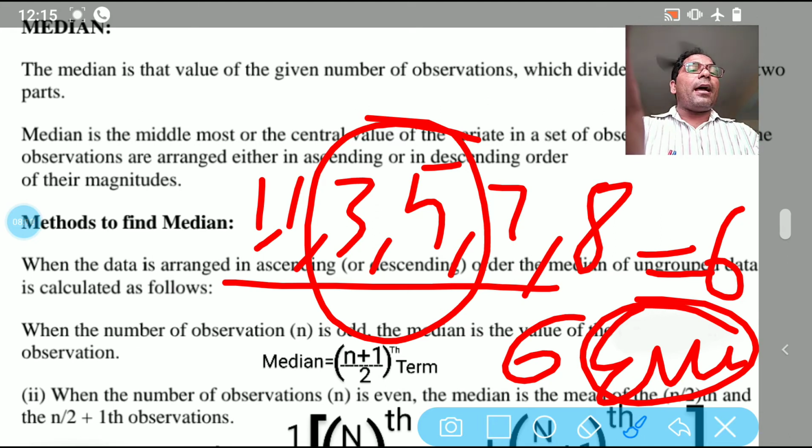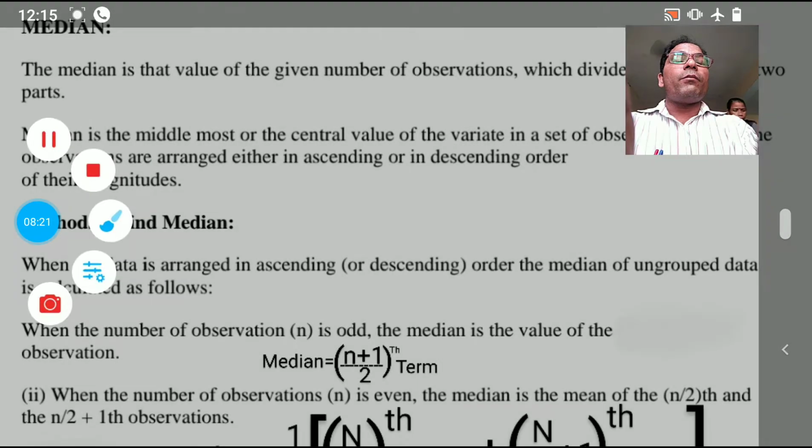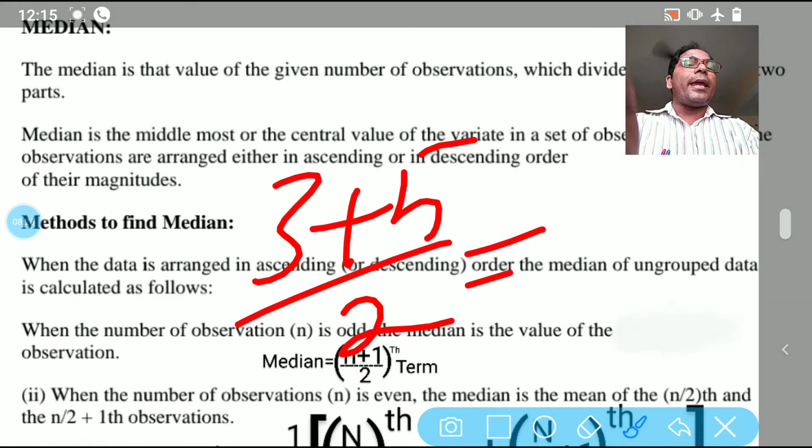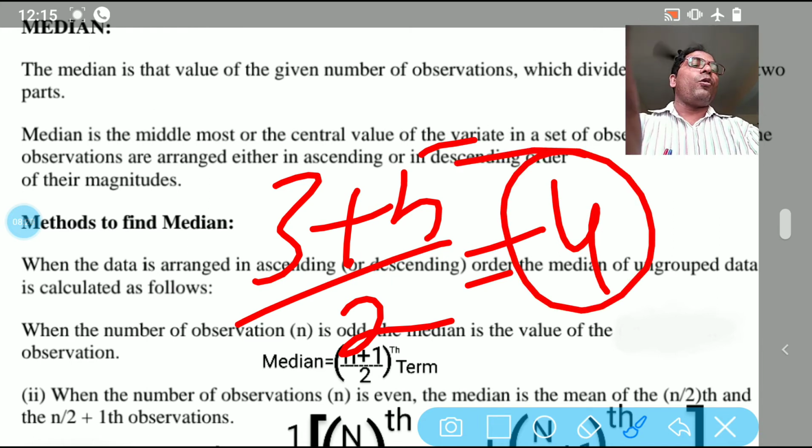So when the number of observations is even, then there will be 2 middle terms. And so for the median, we will add the middle terms, 3 plus 5, and divide by 2. Okay, the answer will be 4. This is the median. 4 is the median.